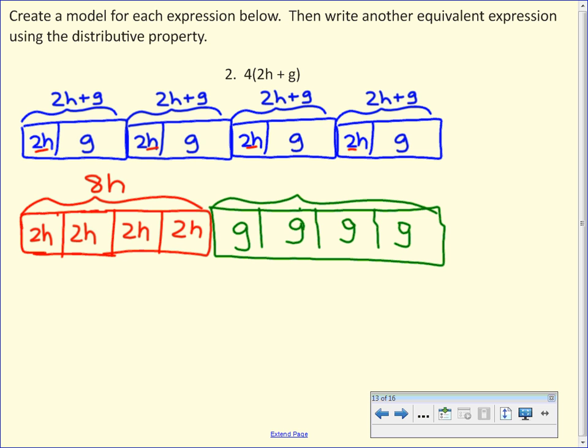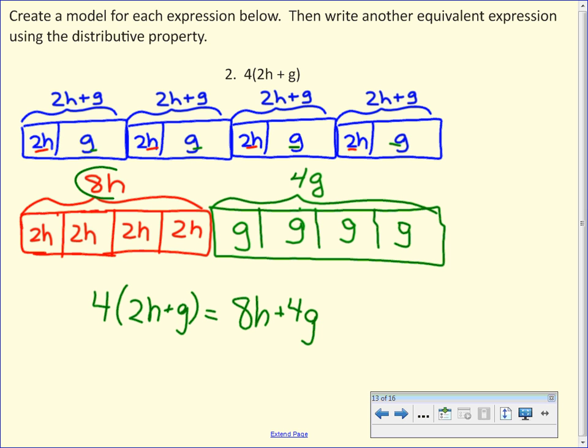How many G's did I collect? 4 G's. So here's my new expression. 4 groups of 2H plus G equals 8H plus 4G. I see that right here. Any questions where they came from?